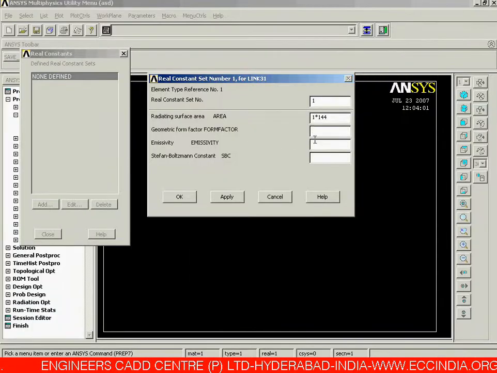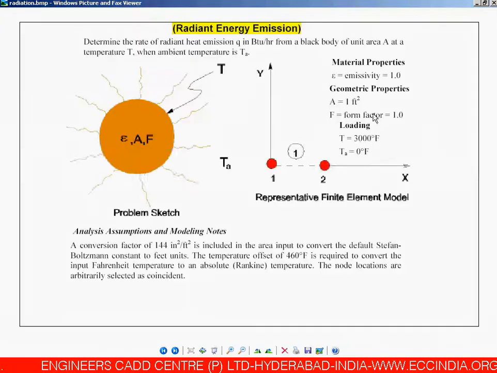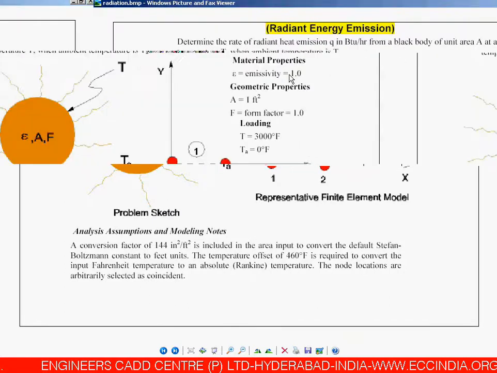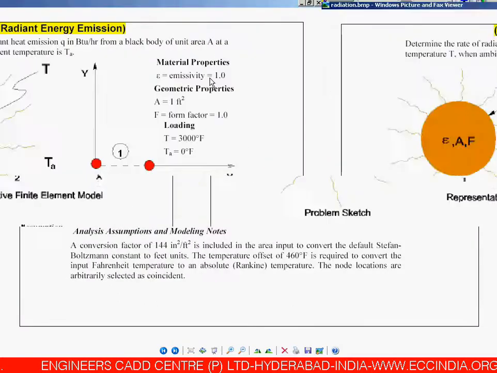Next is our form factor value, and next it is asking for an emissivity value. So we need to go for this particularly. Our form factor value is given as 1 and emissivity is also maintained at 1.